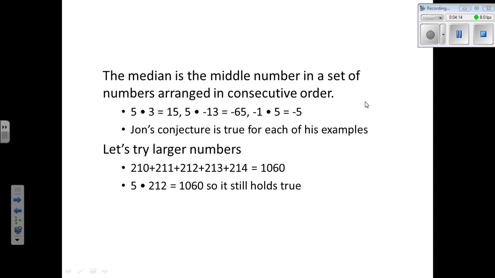So there we went over. The median is the middle number in the data set. But let's try some larger numbers. So 210 plus 211 plus 212 plus 213 plus 214 equals 1060. 5 times our median, which is 212, equals 1060. So it still holds true. Therefore, we have no counterexamples.